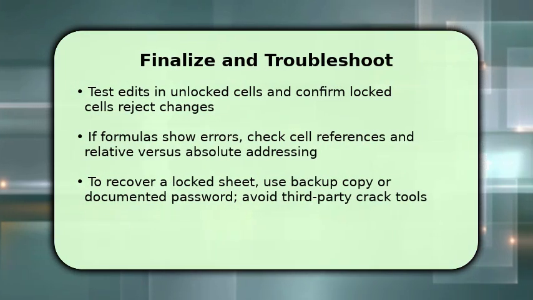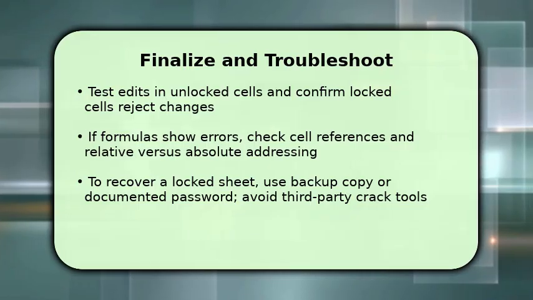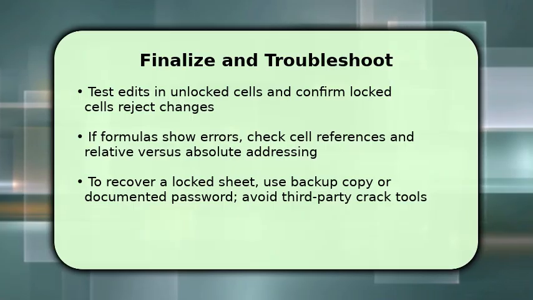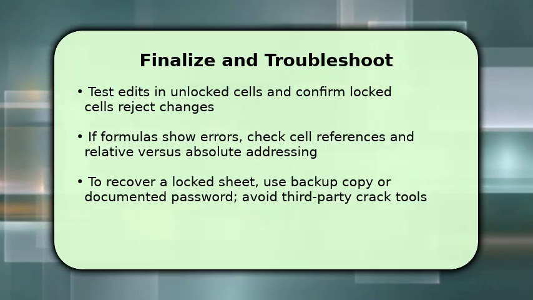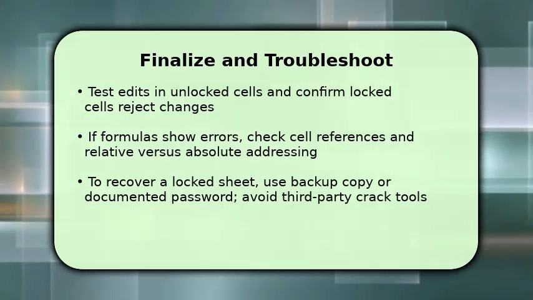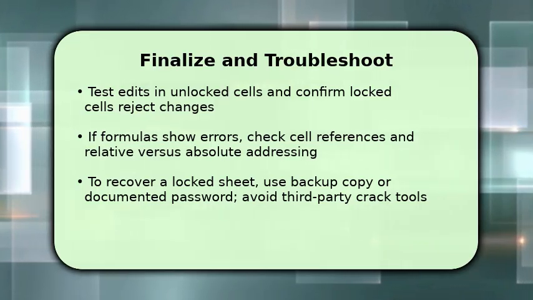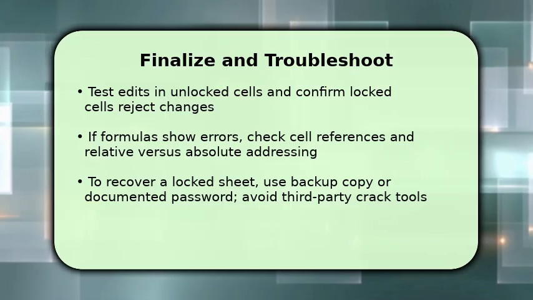Finish by validating. Try to edit unlocked cells and confirm locked cells refuse changes. This proves protection works. If formulas break after protection, inspect references and ensure you used absolute $1 versus relative addresses where needed. Locking can expose reference mistakes.